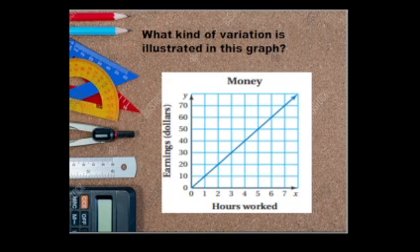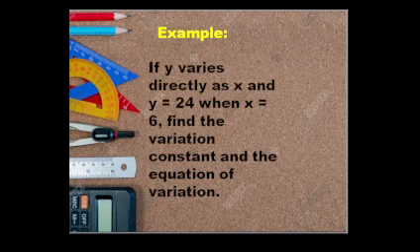So that's direct variation. Example, if y varies directly as x and y equals 24 when x equals 6, find the variation constant and the equation of variation. So this time, you're going to find the variation constant and then make an equation of the variation.